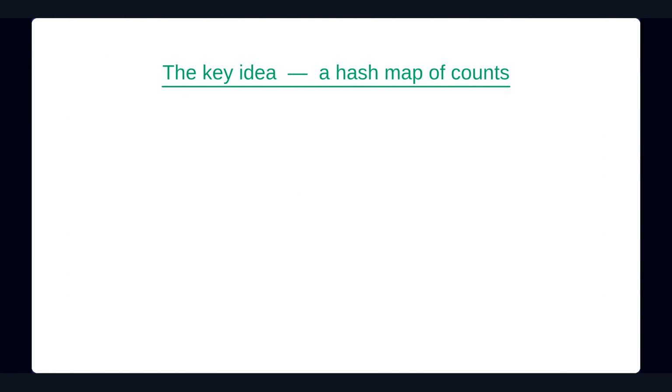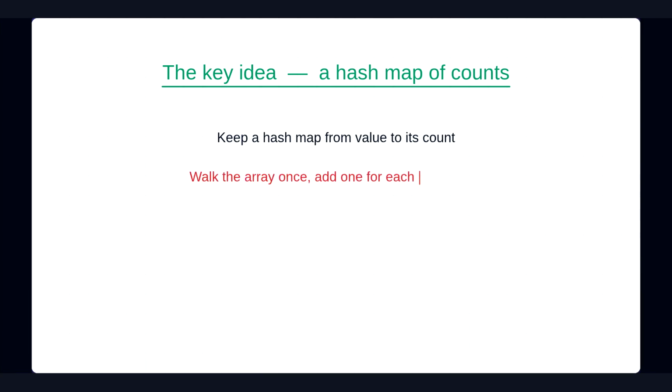The trick is a hash map, which stores pairs of a key and a value. Our key is the number, and the value is how many times we have seen it so far. We walk the array a single time, and for each number we bump its count up by 1. Why is this fast? Because a hash map turns the key into a position in memory directly, so reading or updating a count takes order one time, no scanning. One pass over the array and every frequency is ready.